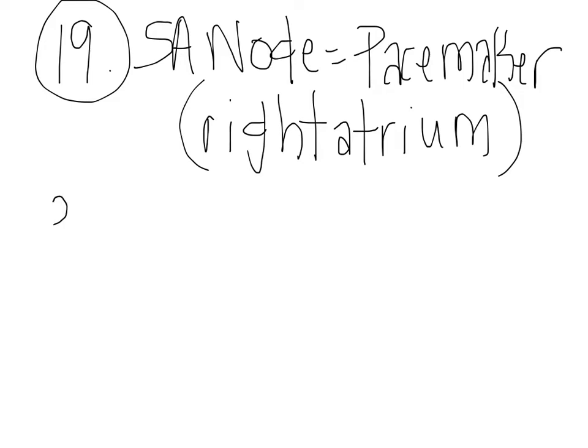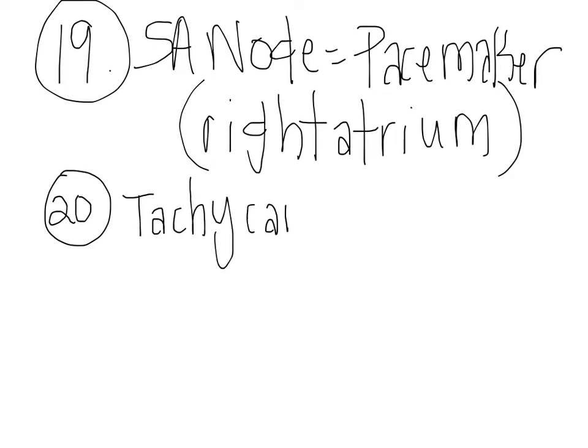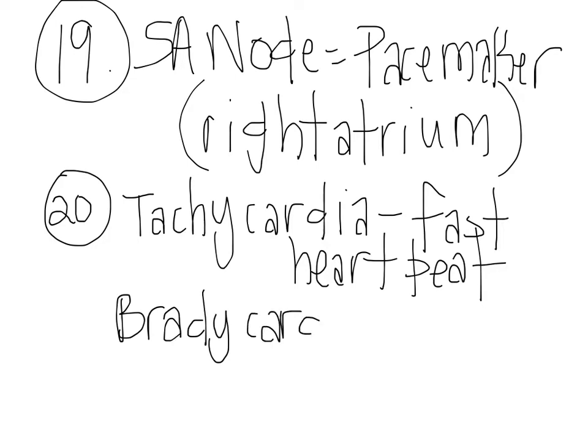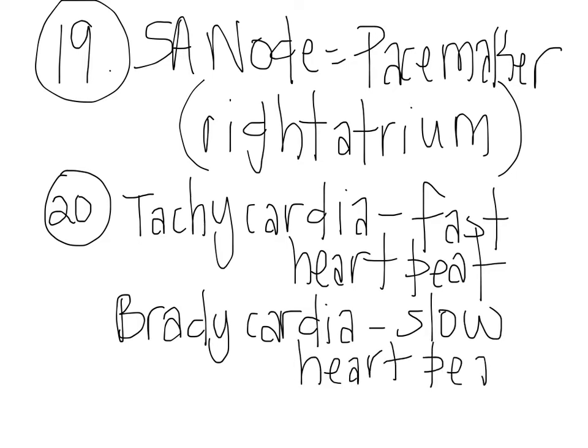Okay. Question 20. Tachycardia. Okay, so if you remember from Friday, tachycardia was an abnormally fast heartbeat. So it's beating a little faster than normal. And then bradycardia. I always think of the Brady Bunch. Bradycardia is a slow heartbeat.